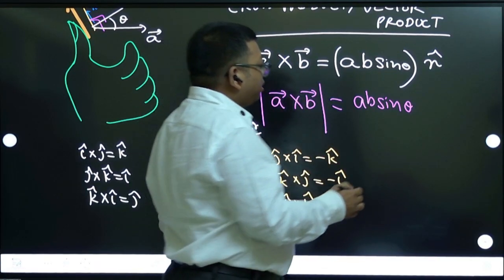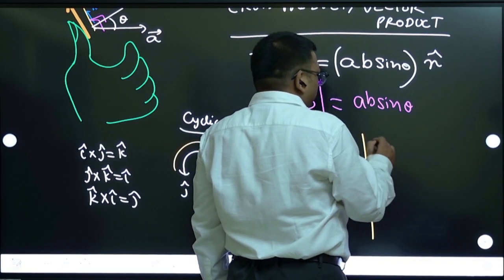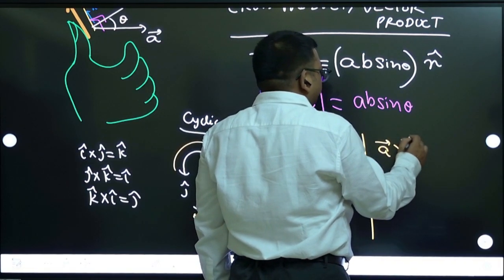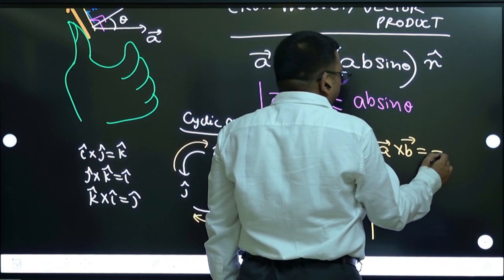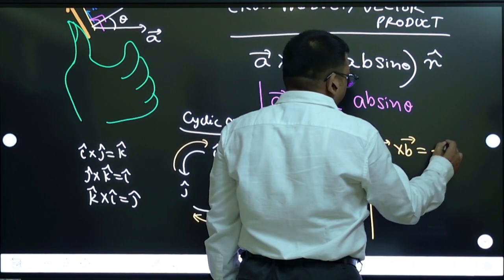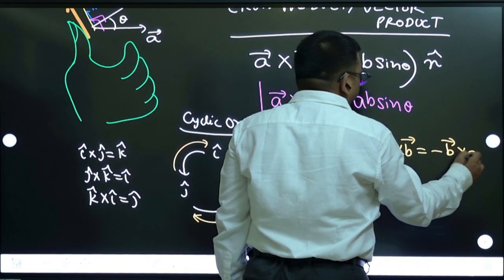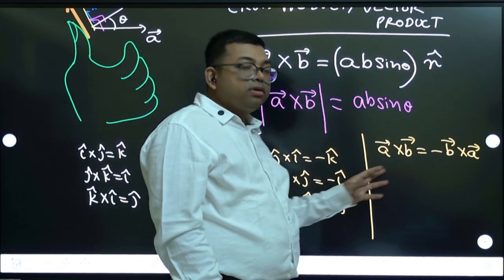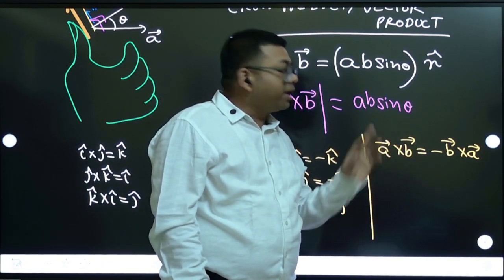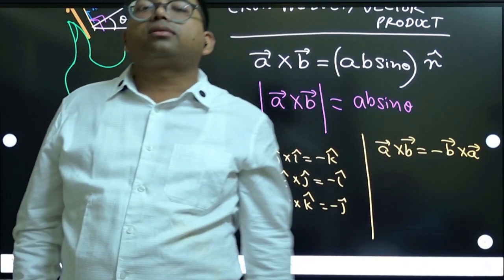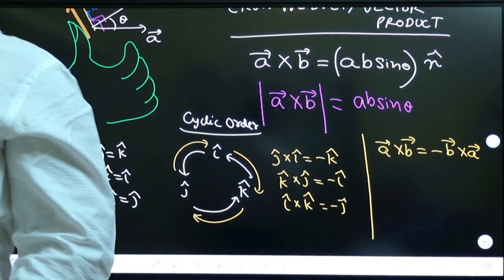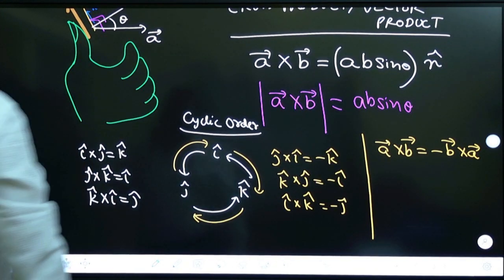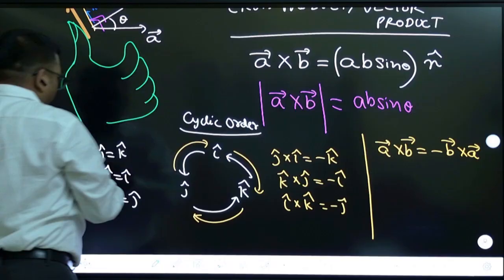So A cross B will come outward, B cross A will go inside. That is why A vector cross B vector is exactly opposite of B cross A. So they are not equal. B cross A and A cross B are opposite. That's why this minus sign. They are not equal. So that is why you can also see that i cross j is k.